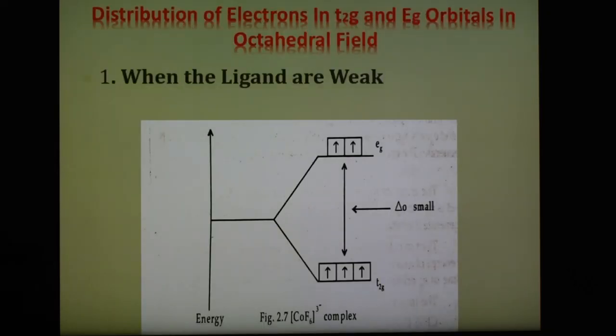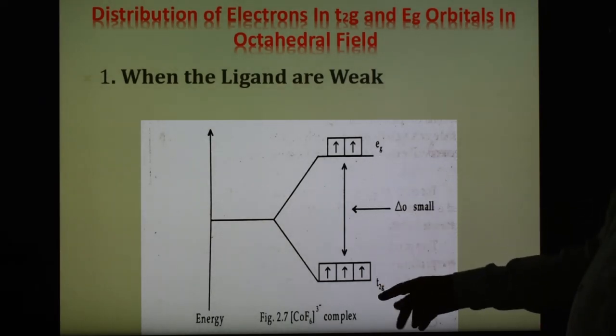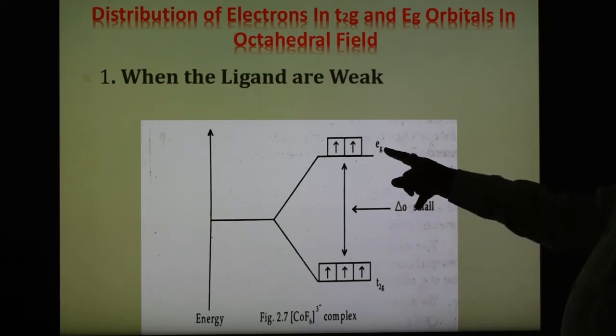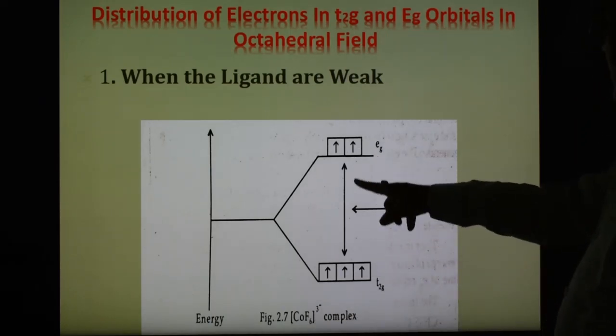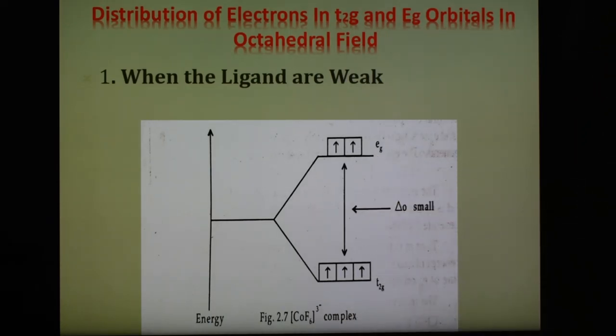Now the next point that we are going to see is the distribution of electrons in the T2G and EG orbitals in the octahedral field. In case of octahedral field, there are two cases: when the ligands are weak and when the ligands are strong. When the ligands are weak, this is the octahedral CFT diagram, and T2G has lower energy, EG higher energy. The example we have taken here is the CoF6 3- complex. In this case delta O is small, so this is the high spin state.